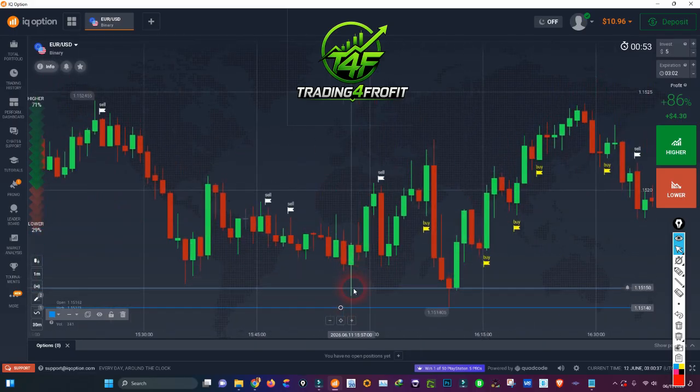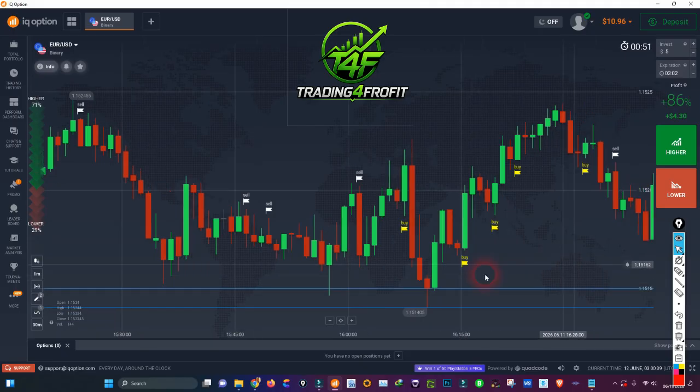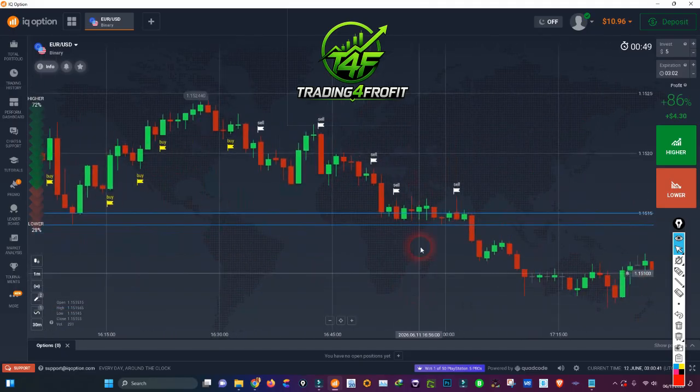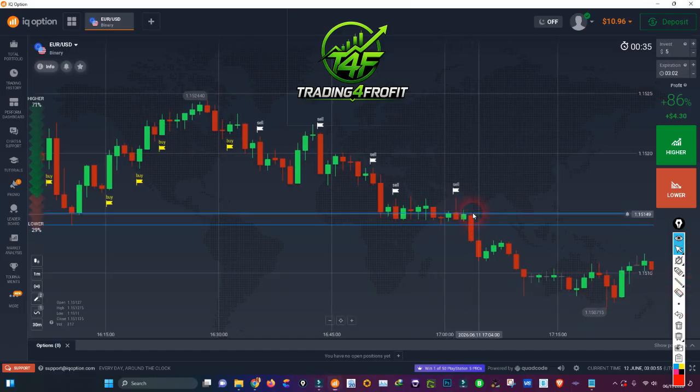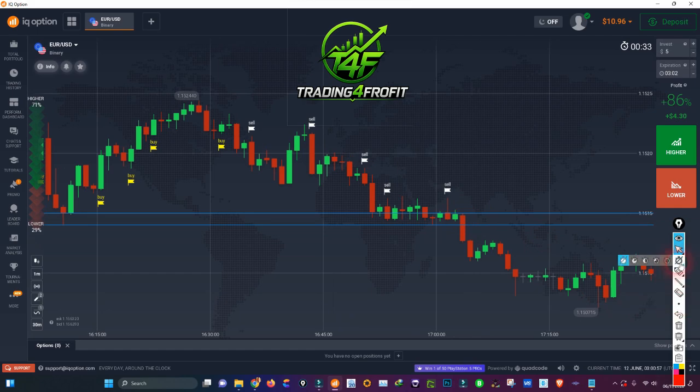So this is a zone. You can see the market came in here, had a rejection and went back. Let's go to the past. You can see the market came in and went. It also came in and went. It came in again and went up. It came in again and went up again, and you can see finally the market broke.